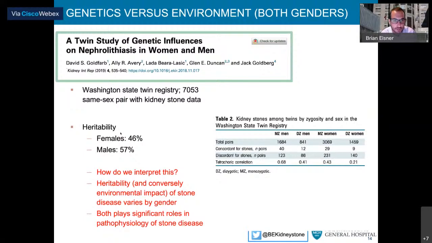So again, kudos to Dr. Goldfarb for really pushing through these concepts of both the strength of genetics, but also the equal strength of environment in determination of stone risk.